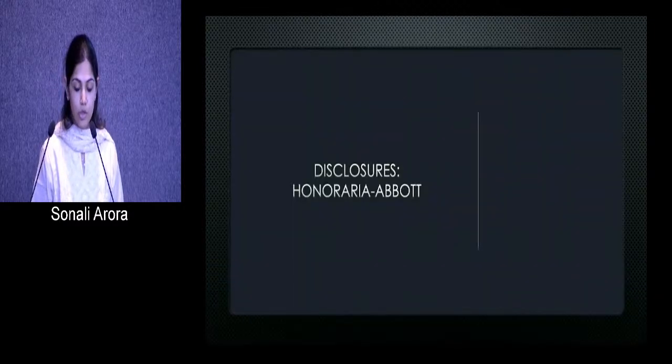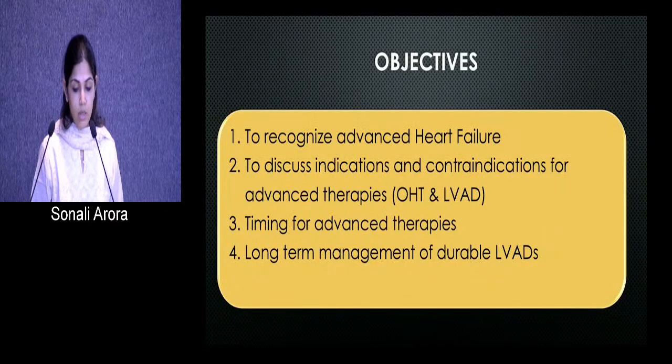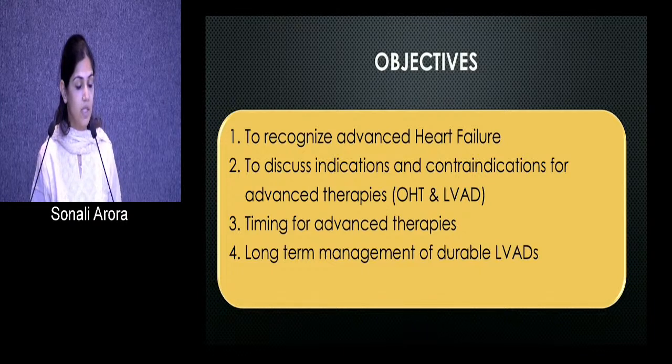These are my disclosures. My objectives are to recognize advanced heart failure, to discuss indications and contraindications for advanced therapies, which are both transplant and LVAD, timing for advanced therapies, and long-term management of durable LVADs.